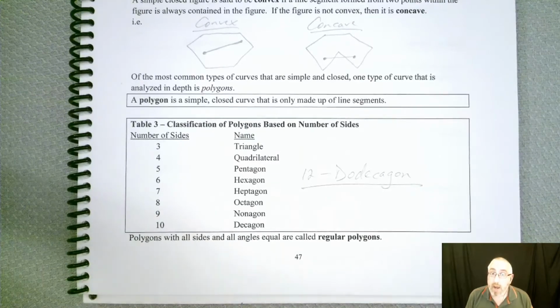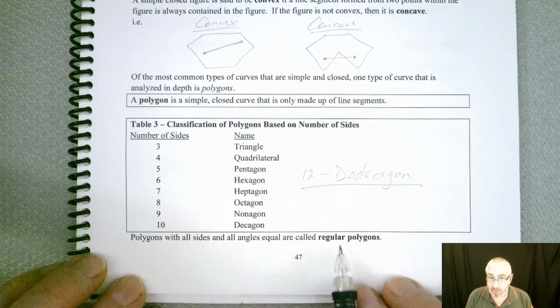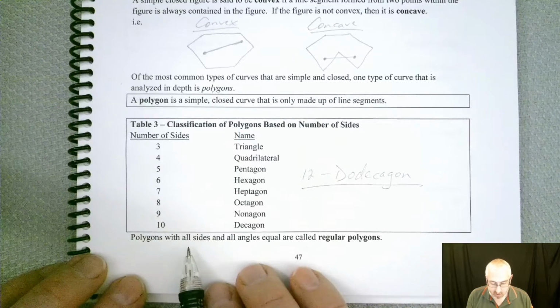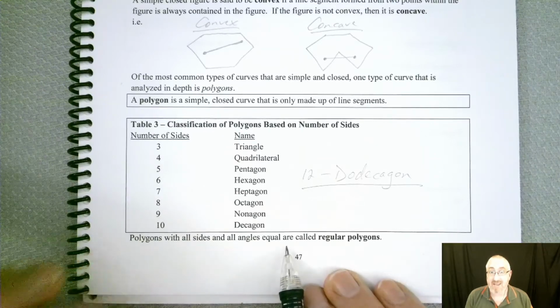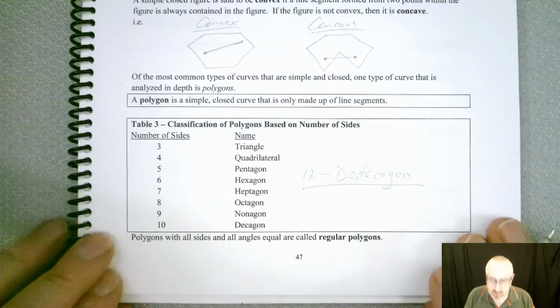Okay, so what else can we do with polygons? Well, we can look at special polygons that are regular. So when they're regular, all the sides and all the angles are going to be the same, or they're going to be equal. So all the sides are equal to each other, all the angles are equal to each other. All right, well, that's nice, but what does that look like? Well, I'm glad you asked.